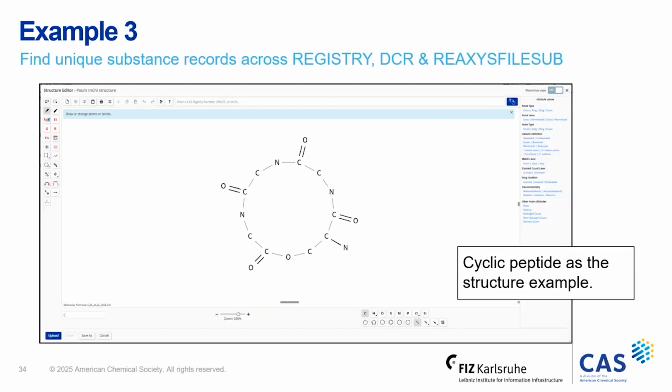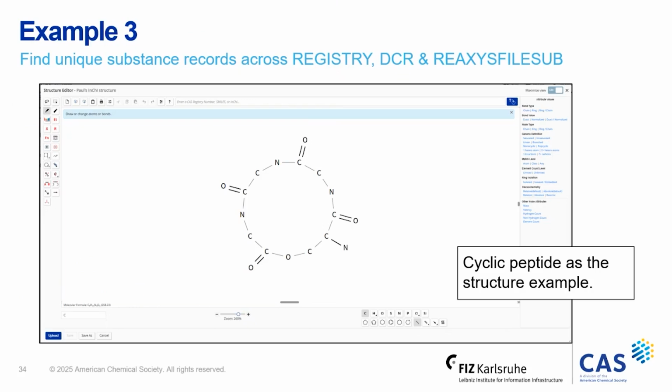Okay. Our third and final example for today. This is where we're going to try to find unique substances. So we'll see what substances we capture on one database, and then go over to another database, eliminate those, and see if we've got any unique substance records in that database. And then we'll repeat that in our third database. Again, our three databases of interest: the CAS Registry database, the Derwent Chemistry Resource database, and the ReaxysFileSub database.